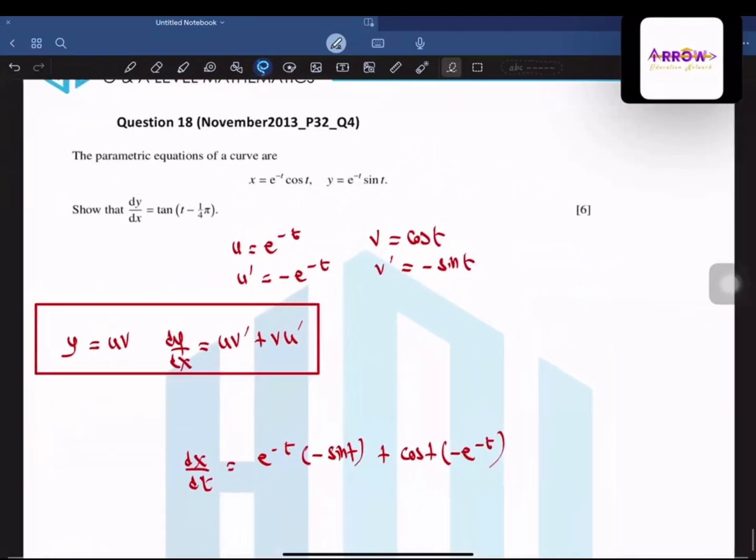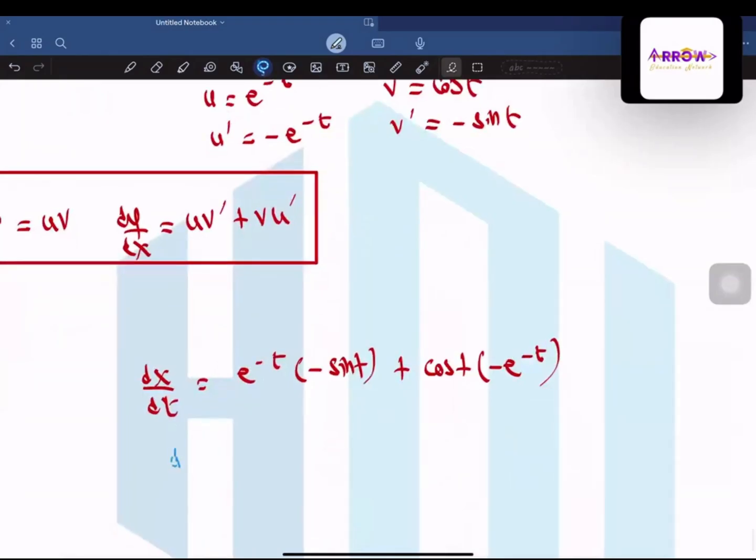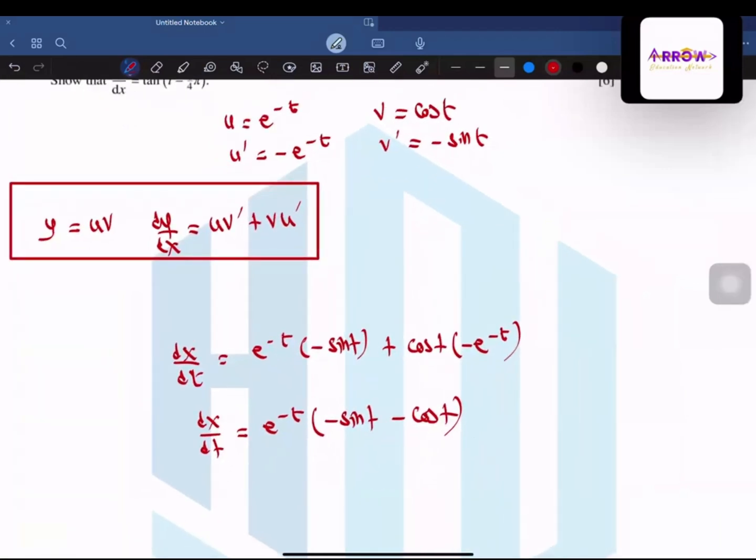All right, so dx over dt is equal to e raised to the power of minus t multiplied by minus sine t plus cos t multiplied by minus 1 multiplied by e raised to the power of minus t. So in this dx over dt function, taking e raised to the power of minus t as common, dx over dt is equal to e raised to the power of minus t multiplied by (minus sine t minus cos t). So far we have achieved this.